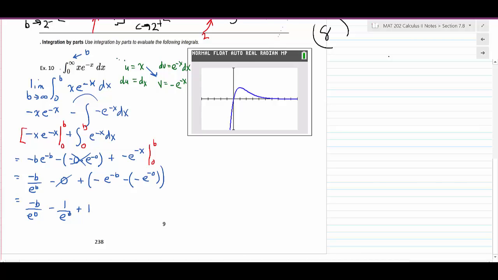So now, since we're doing an improper integral, we want to do the limit as b goes to infinity of negative b over e to the b minus 1 over e to the b plus 1. And what you're really doing is you're using the limit laws. I'm not going to show the step because we've done that so much, but you're doing the limit of each part right there, and you can do this mostly in your head.